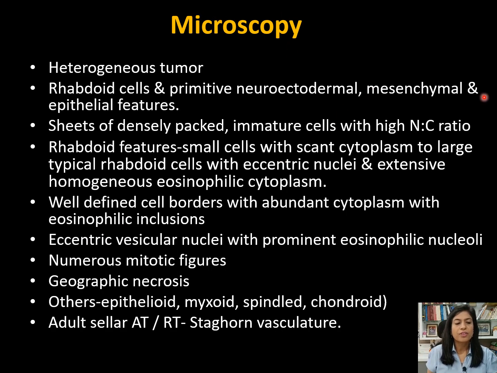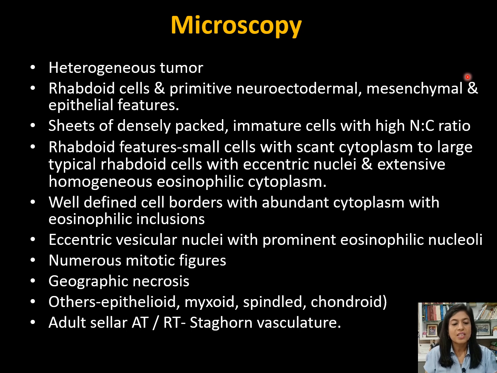Coming to microscopic findings, this is a heterogeneous tumor, difficult to recognize solely on the basis of histopathological findings. There is a population of rhabdoid cells and a variable component of primitive neuroectodermal, mesenchymal and epithelial features. Sheets of densely packed immature cells with a high nucleocytoplasmic ratio are present. The diagnostic feature on histopathology is the presence of the rhabdoid cells.